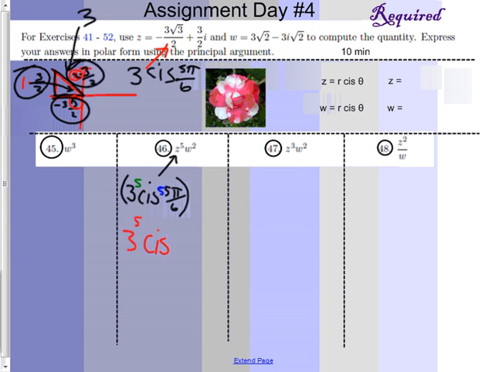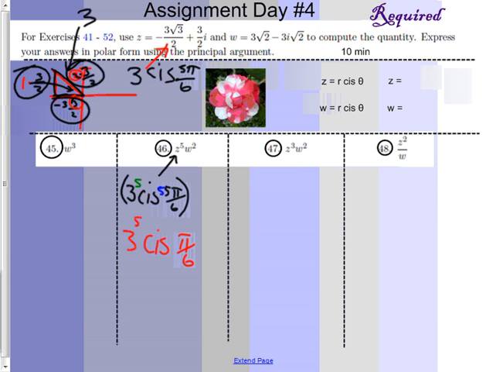Cis of 25 pi over 6. There we go. When we figured out that that was the same as 24 pi over 6 plus 1 more, which is 2 pi, 4 pi, plus 1 more pi over 6. So it's just pi over 6. There. I did z to the 5th.